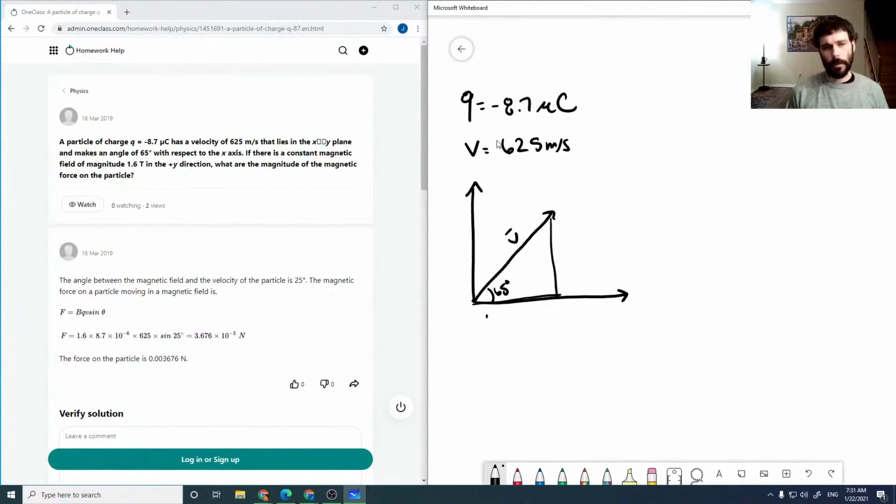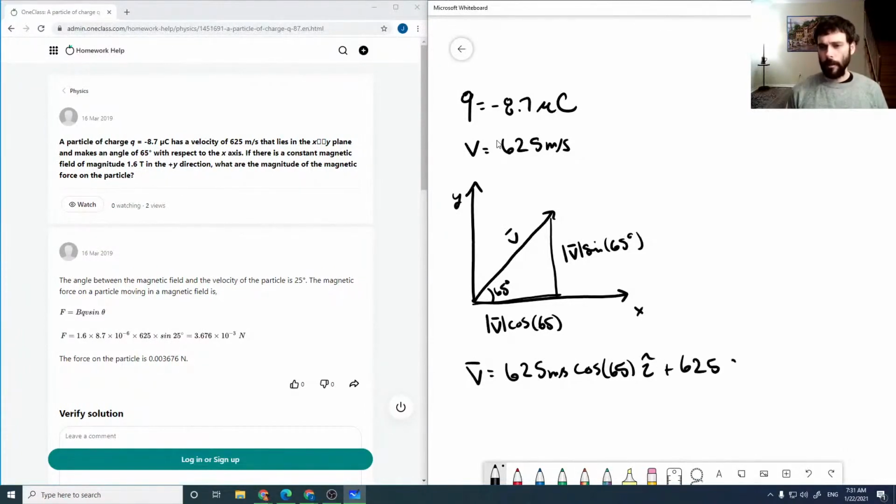And so there's V cosine of 65 and V sine of 65. So my velocity vector can be written as 625 meters per second cosine of 65, that's going to be x, i hat, plus 625 sine of 65 j hat, which comes out to be 264.136 meters per second i hat plus 566.442 meters per second j hat. Okay, so there's my velocity vector.